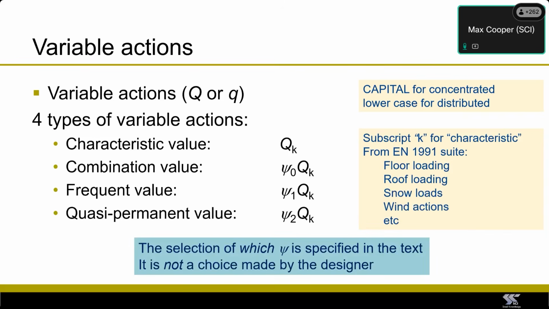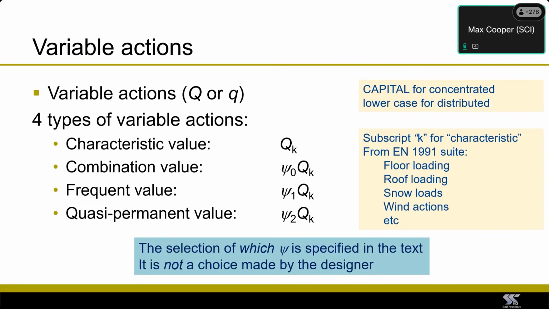If we now look at variable actions, what do the various parts of the nomenclature mean? Going from the top, we have capital Q, that would represent a concentrated or point load variable action, and lowercase q would represent a more distributed load. A couple of examples of these: you might want to consider a distributed floor load, for example, for an office. But if you were looking at, for example, a handrail and you wanted to look at a point load on that, then you'll be considering the capital Q.